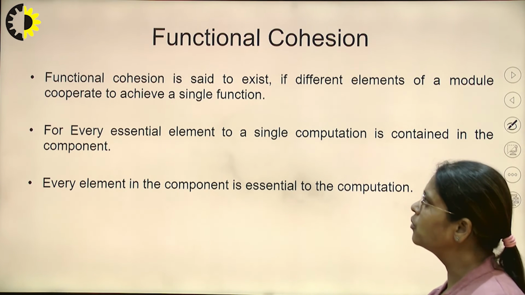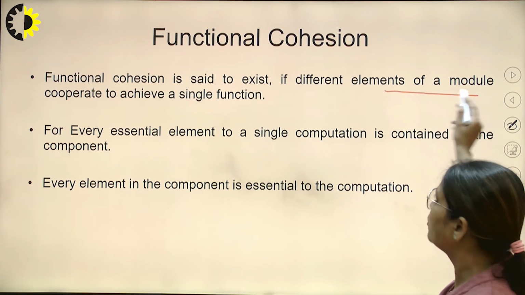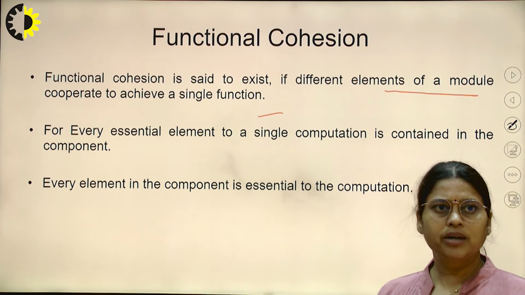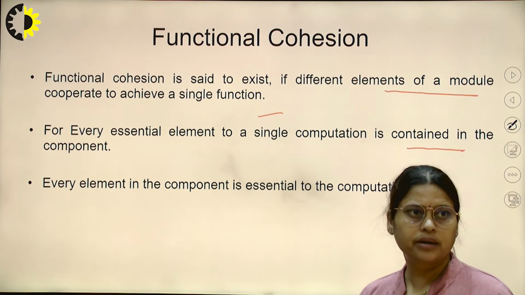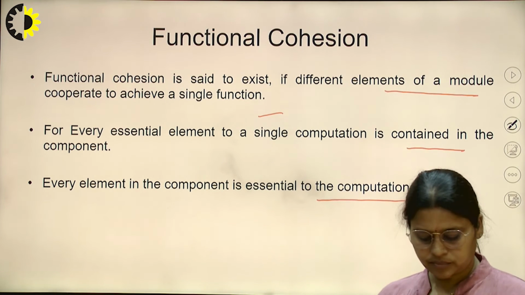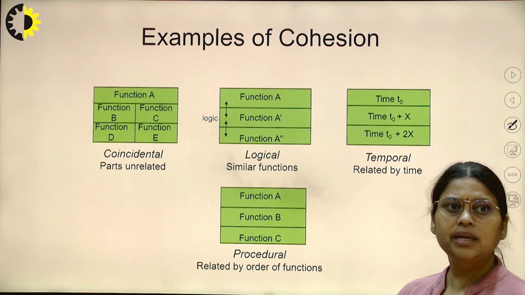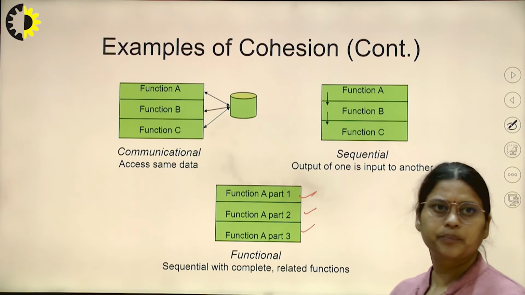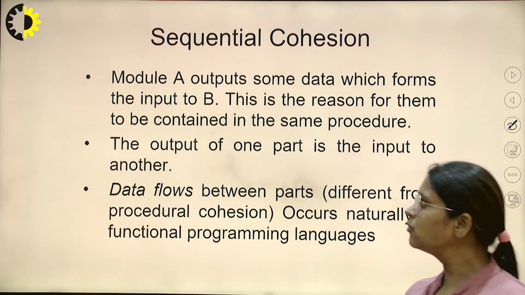Second is functional cohesion. It exists if different elements of a module cooperate to achieve a single function. Every element essential to a single computation is contained in the component, and every element in the component is essential for the computation. This is functional cohesion, as we have seen in this example: function part A, part 2, part 3. Now we come to sequential cohesion.